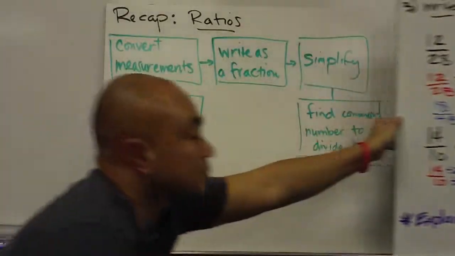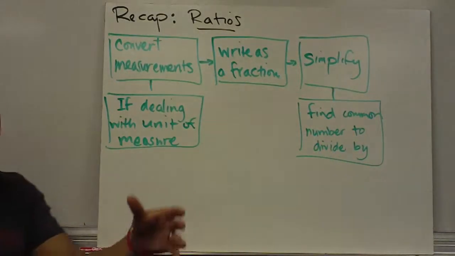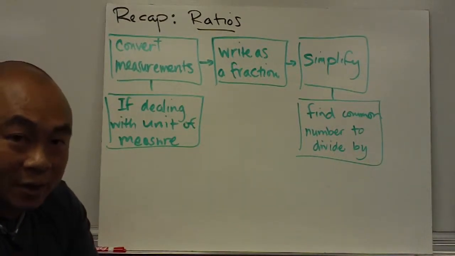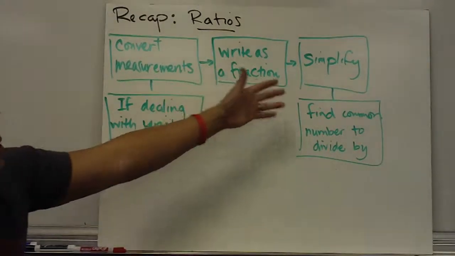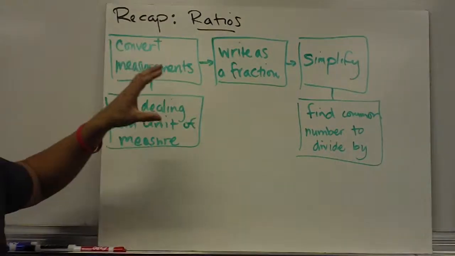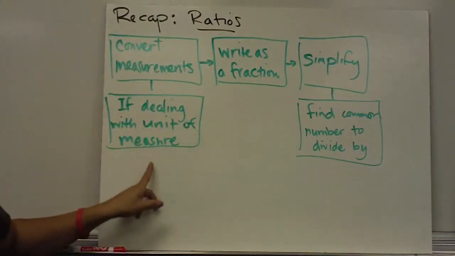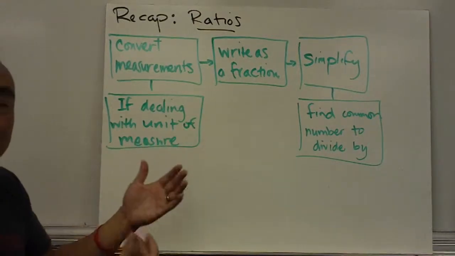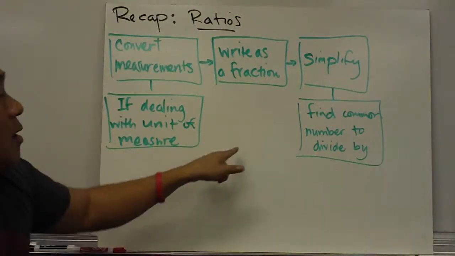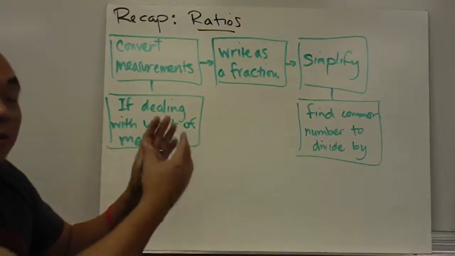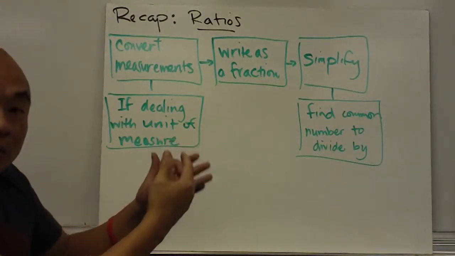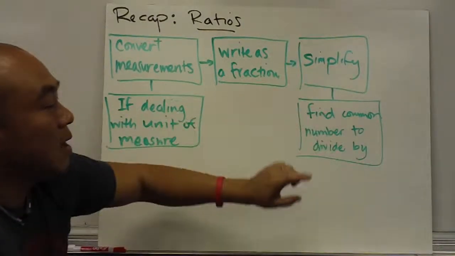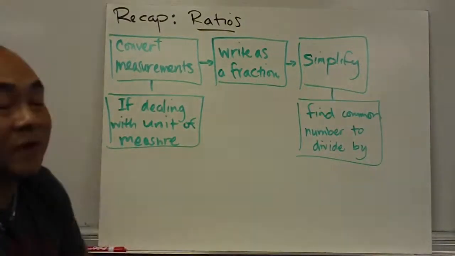So let's go ahead and recap. The main thing that we had to do today is simplify ratios. So the first thing that we need to do is convert measurements if dealing with a unit of measure. Now, if you're just dealing with elephants to tigers, you really can't convert them, so this part you can skip. Write it as a fraction, okay? And it's normally the first number goes on top, and then the number that you're comparing it to goes on the bottom. Once we're done here, we're going to simplify. And to simplify, we're going to find the common number to divide by. All right?